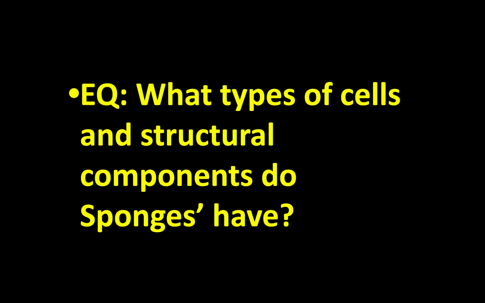We talked a little bit about sponges the other day, and now we get to talk about what they're made up of. So the essential question is, and please get this down in your notes. You should be taking notes over this, of course, today. The essential question: what types of cells and structural components do sponges have?